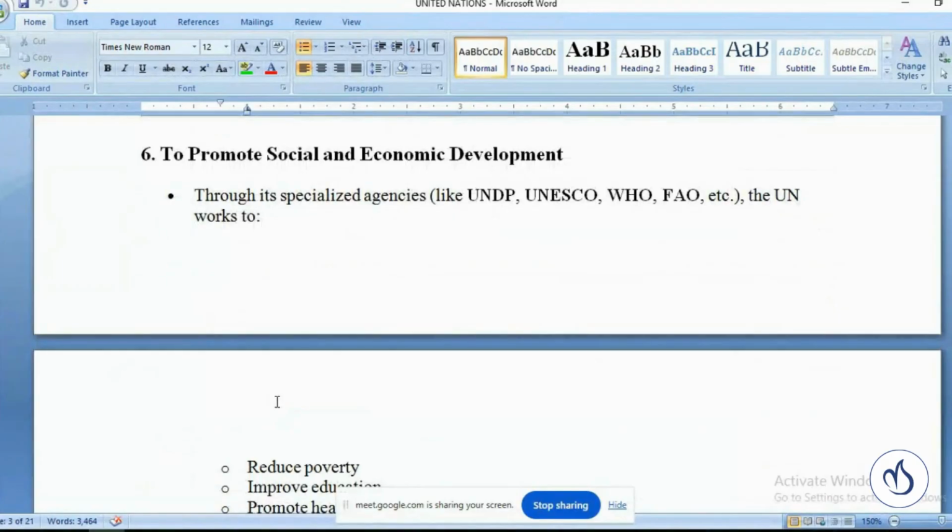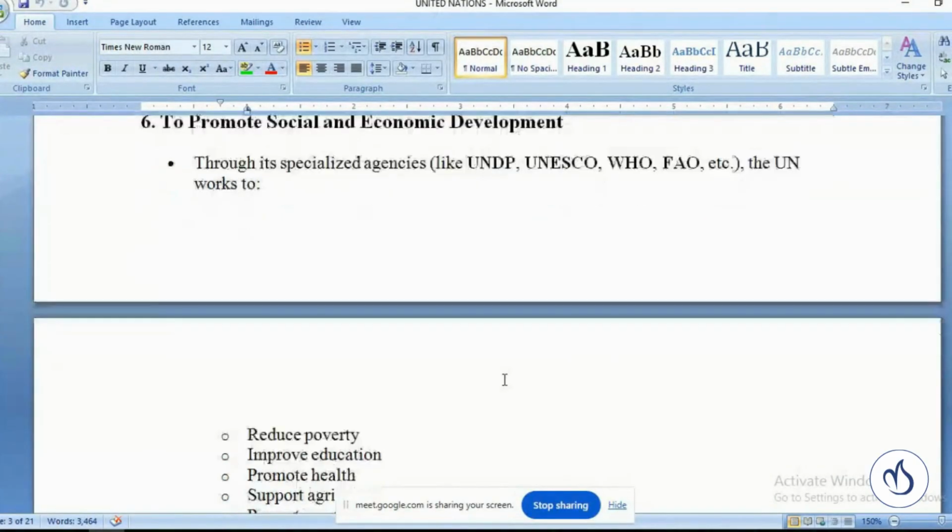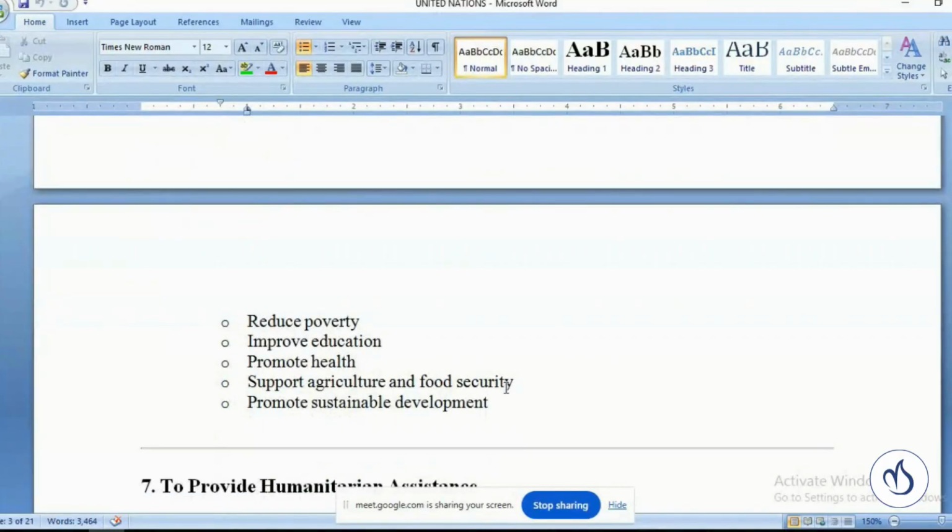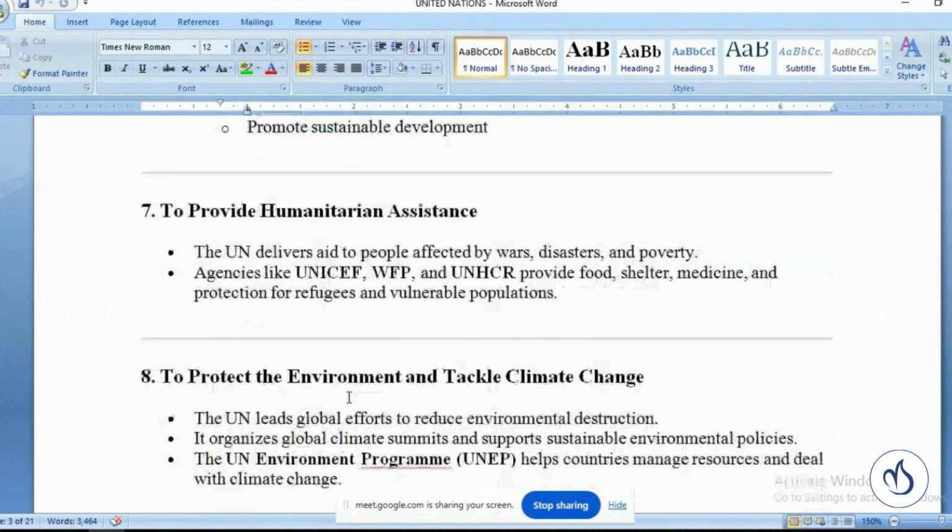Another thing, promote social and economic development through specialized agencies like FAO, Food and Agriculture Organization, and WHO, World Health Organization, to reduce poverty and improve education, promote health, support agriculture and food security, and promote sustainable development.